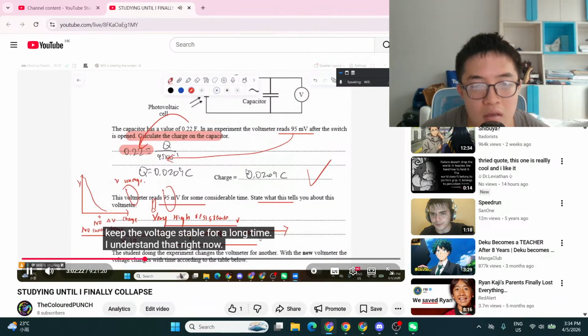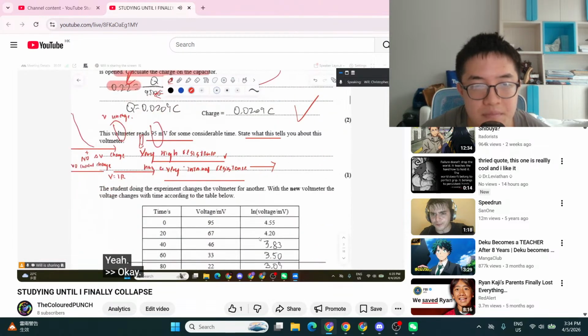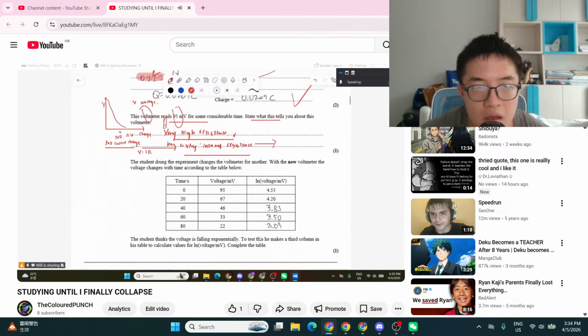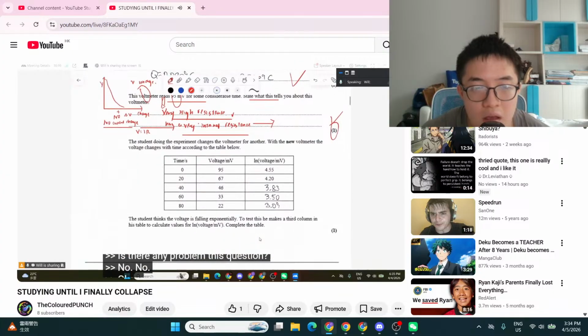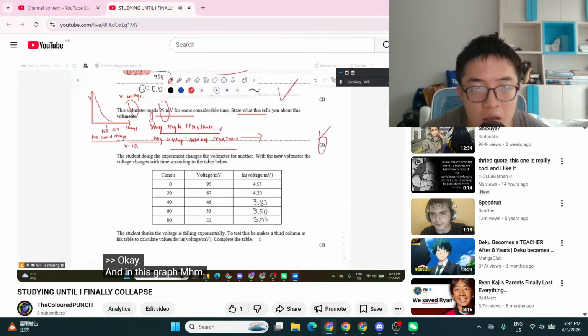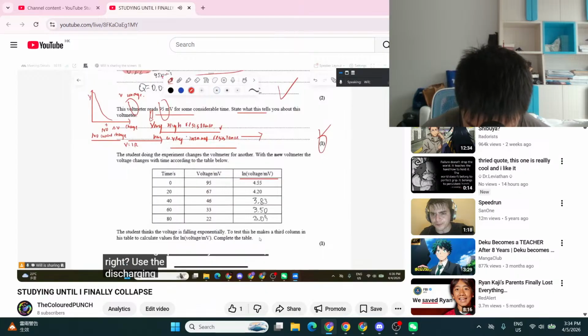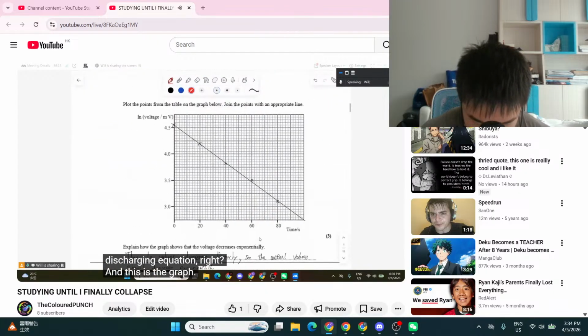Understand that right now? Okay, no problem. Is there any problem with this question? Okay, and in this graph, you calculate, right? Use the discharging equation, and this is the graph. That's the best fit line, no problem.